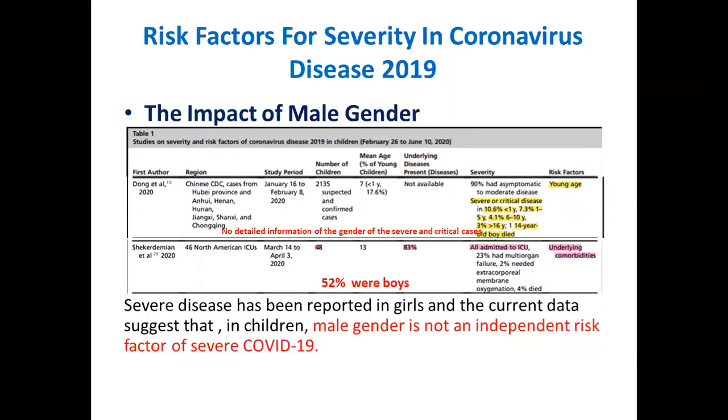The impact of male gender. Male gender is a risk factor for COVID-19 disease in adults. But in the study of Dong and colleagues among 2,143 children with COVID-19 in China, no significant difference was reported in the number of cases between boys and girls. Also, no detailed information was given on the gender of the severe and critical cases. In a study done in the ICUs of the US and Canada, they noted that 52% were boys. So severe disease has also been reported in girls, and current data suggest that in children, male gender is not an independent risk factor for severe COVID-19.